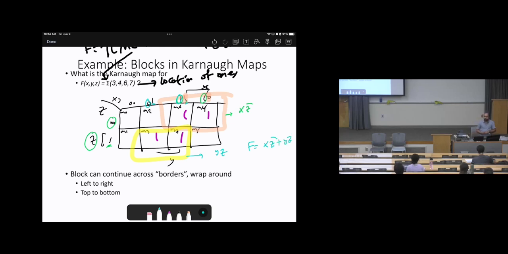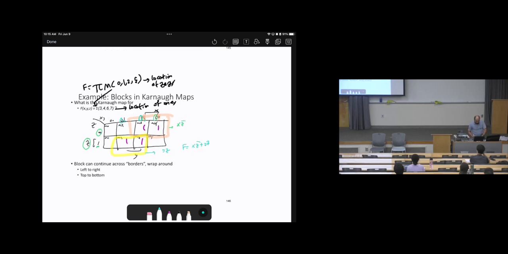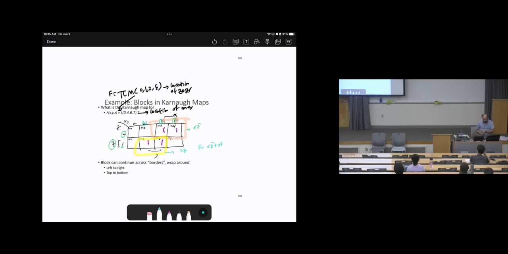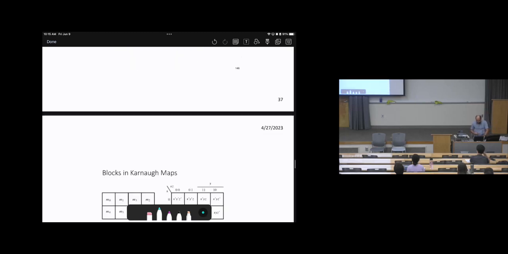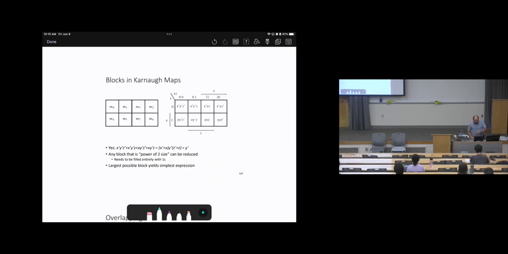Okay? So that's how we do the simplification. Homework number 3 will be related to Karnaugh maps, so I encourage you to start this after today's lecture.